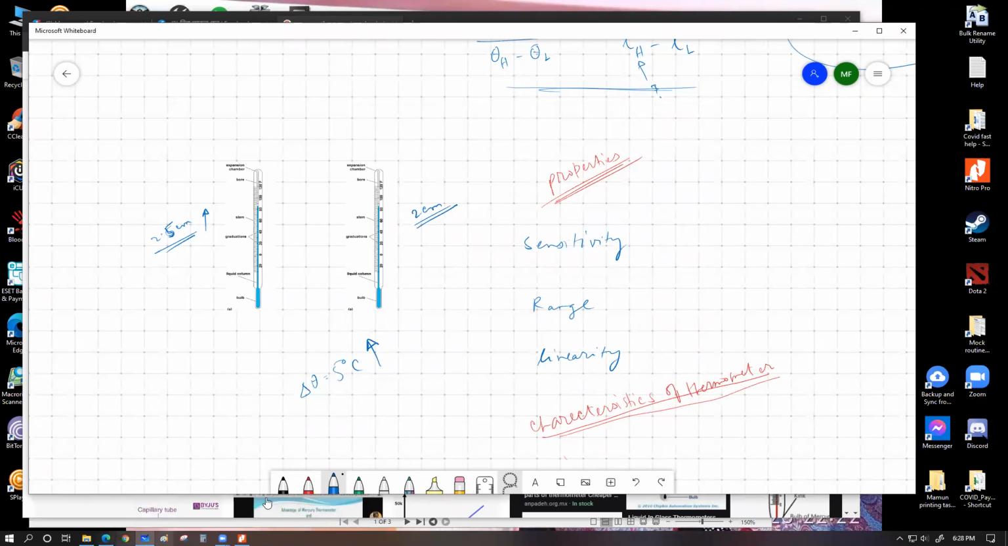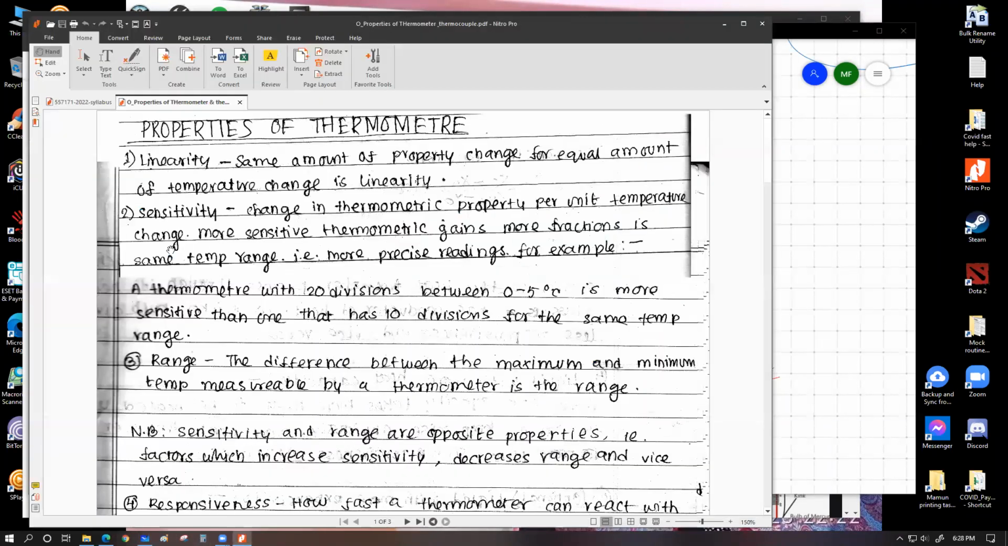Okay, so that's the first thing. Sorry, second thing, sensitivity. If you could read further, a more sensitive thermometer gains more fractions in the same temperature range, that is, more precise readings. For example, a thermometer with 20 divisions between 0 to 5 degrees Celsius is more sensitive than one that has 10 divisions for the same temperature range.